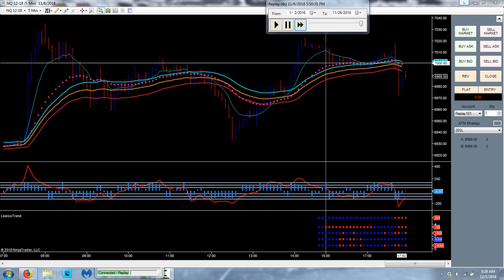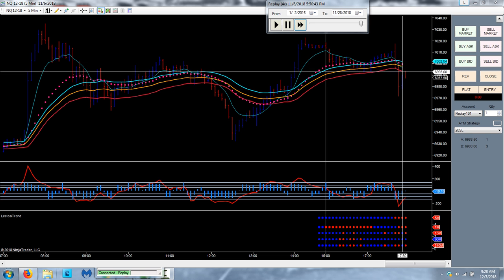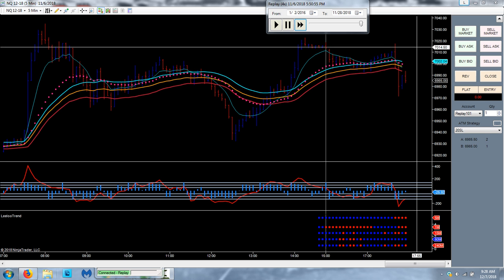And as you can tell, when the 8 and the 21 are inside the 34s, that's like the easiest telltale time to know you just don't even trade it. Just hands off, no trades.